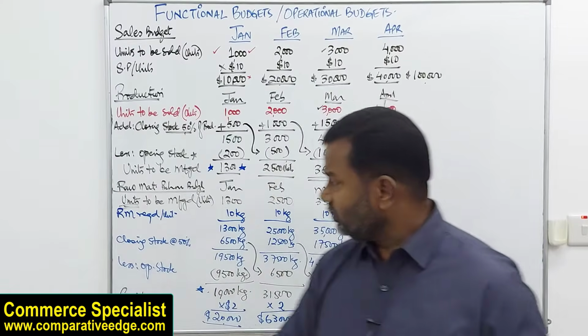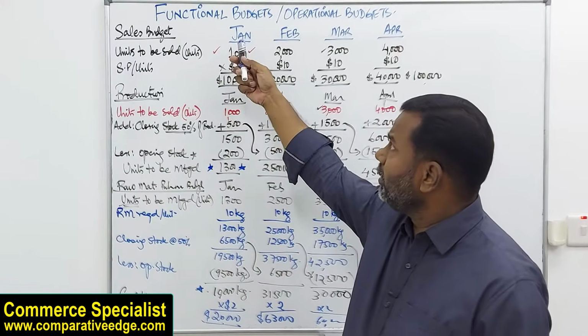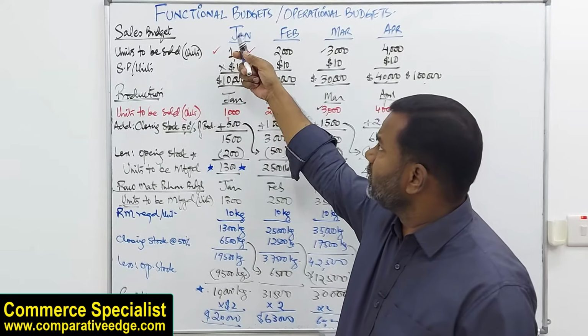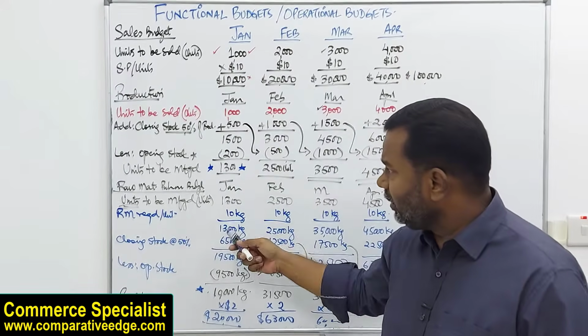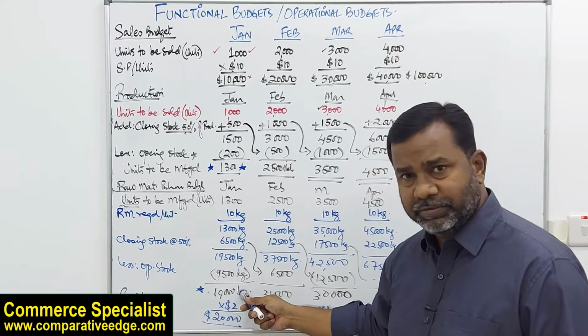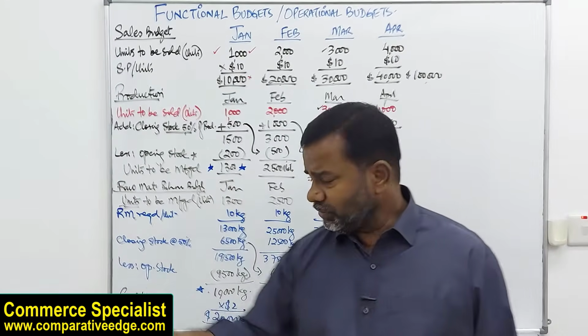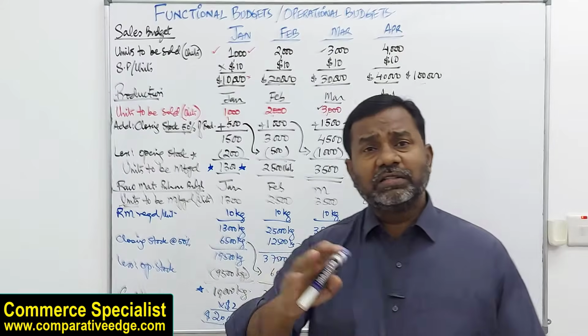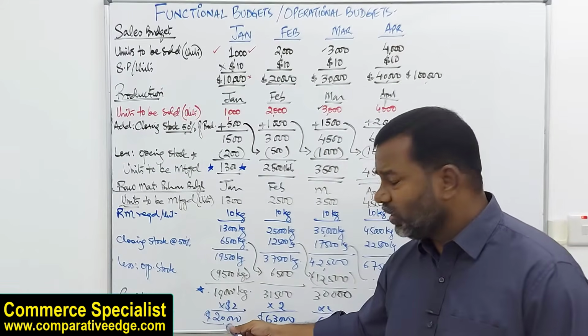If they're asking kilograms, let's say they ask how much raw material should be purchased in the month of January. So you look at the January raw material purchase budget and you need to purchase 10,000 kilograms. If the answer is in kilograms, the answer is 10,000 kilograms. If the answers are in dollars, then the answer is $20,000.